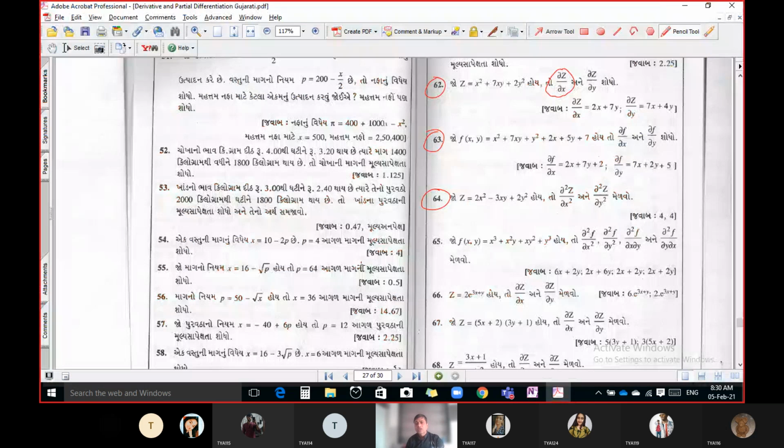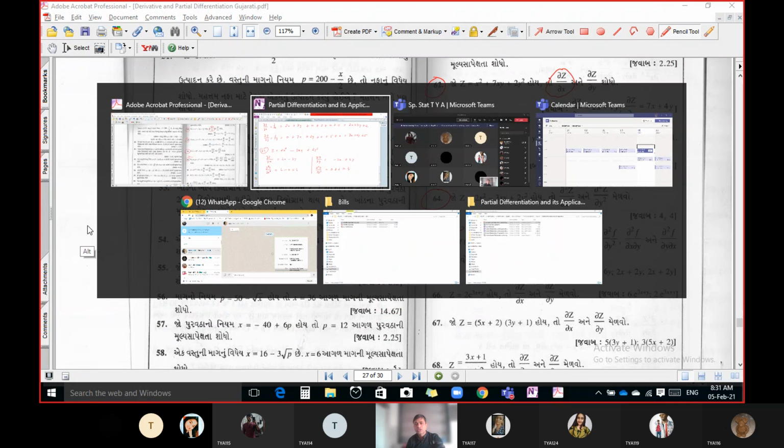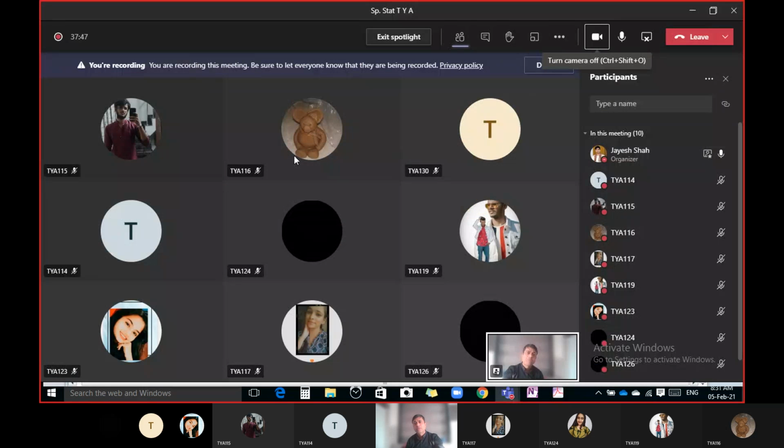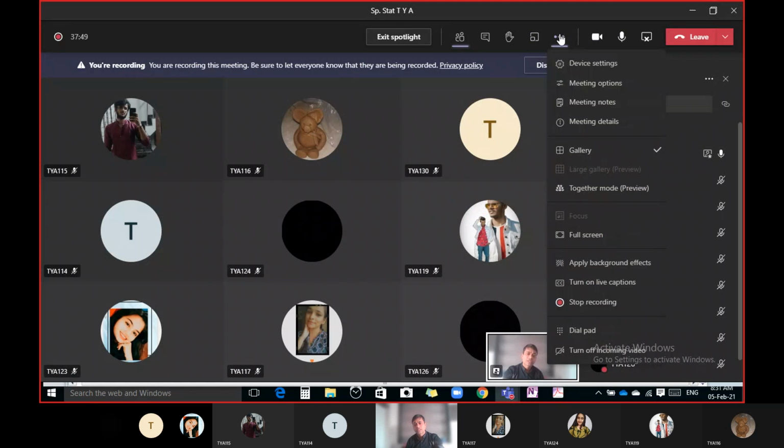So try to find the answer for question number 65 by yourself. That is the only example in the homework. The remaining we will discuss in our next lecture. So this is enough for today. If you have any question regarding this, tell me.